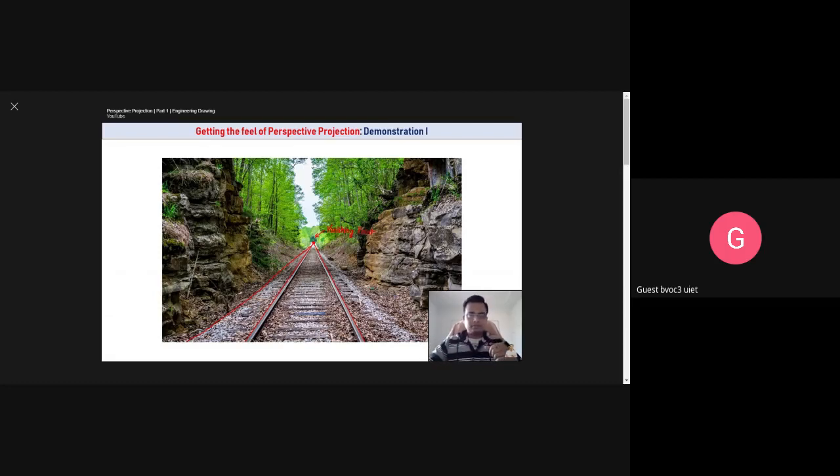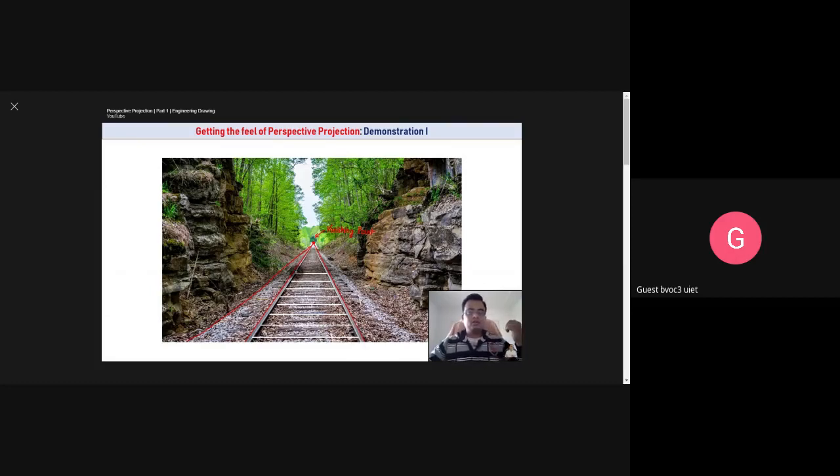Just take a look at this. Now, these two rails are connected with the help of what is known as sleepers. Just take a look at this. This sleeper over here appears a bit larger in size than this one. If you keep this going, the sleeper which is closest to you appears largest in size compared to the ones which are getting farther. What is going on?